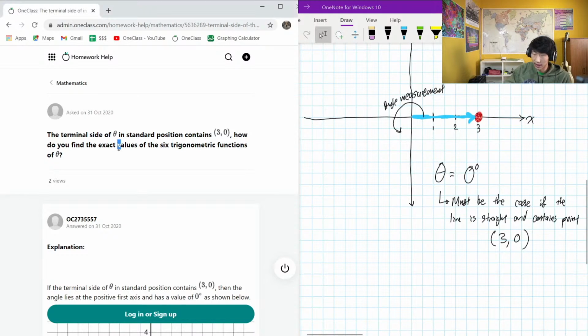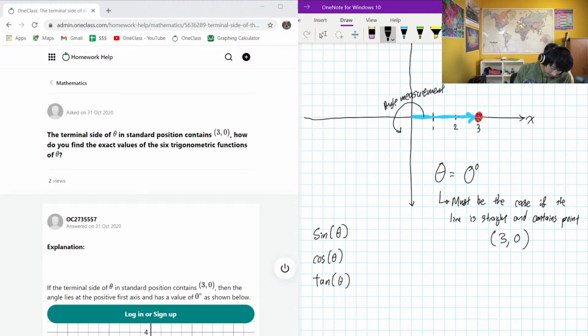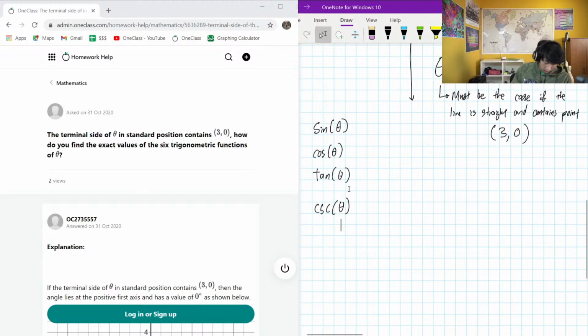And then we have to find the exact values of the six trigonometric functions for theta. What that means is we have to find sine of theta, cosine of theta, tangent of theta, cosecant theta, secant theta, and cotangent of theta.